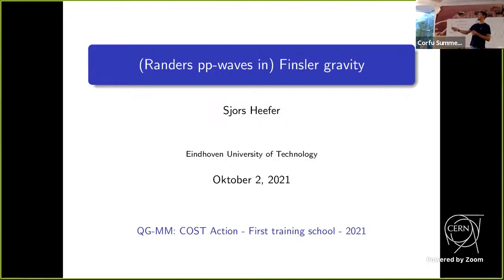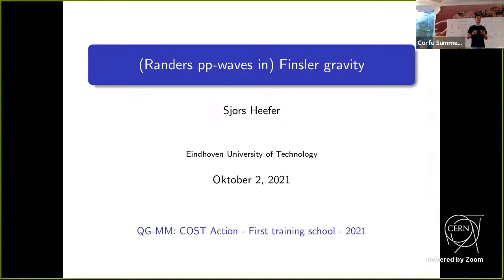As you might see, I changed my title a bit. My original title was Randers pp-waves. And to give you an idea, this is one of the solutions. This is a vector solution to the field equations in Finsler gravity that we recently discovered. This is work with Christian Pfeffer and Andrea Fuster.